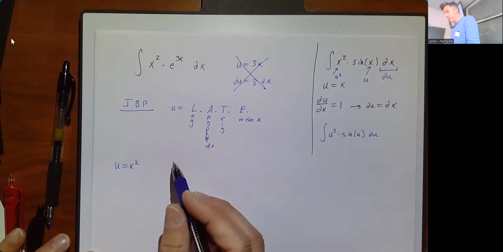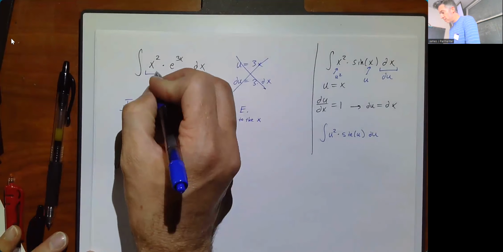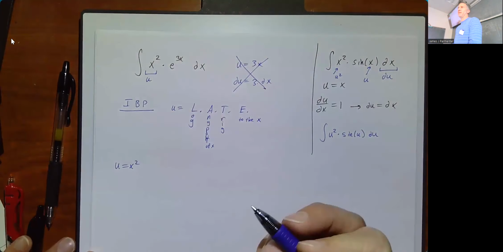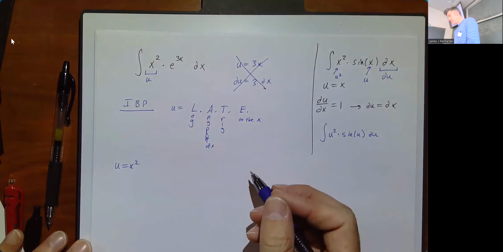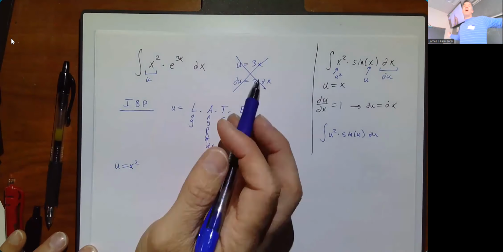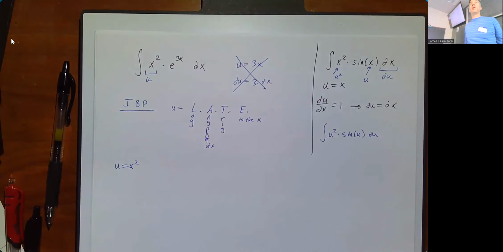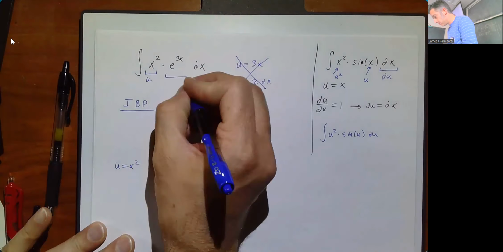And then once you've decided what u is, which always sounds wrong when I say it, it sounds like I'm saying something with poor grammar, dv is automatically decided for you. You get no choices after you pick u. dv is the rest.